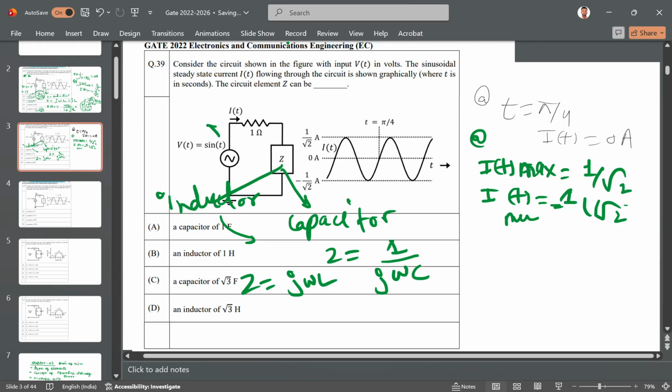What is the standard equation? sin omega t. Here omega is equal to 1. You find the value of omega. They provided the conditions, these two conditions are important: maximum value 1 by root 2. And now first go with the inductor, because the inductor is easy to solve. Okay, so I'm just going with the inductor.